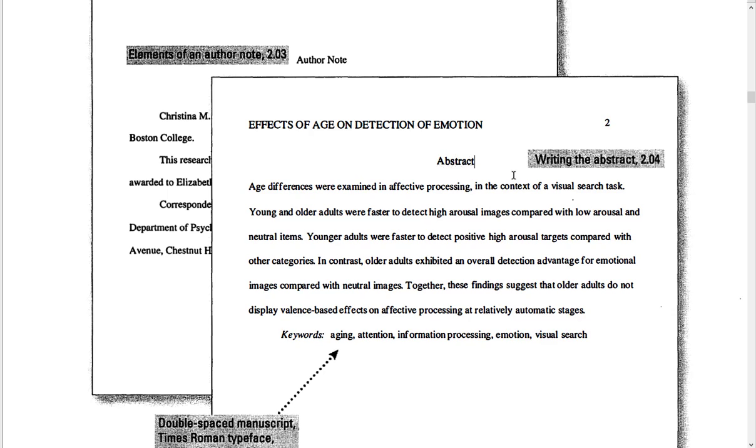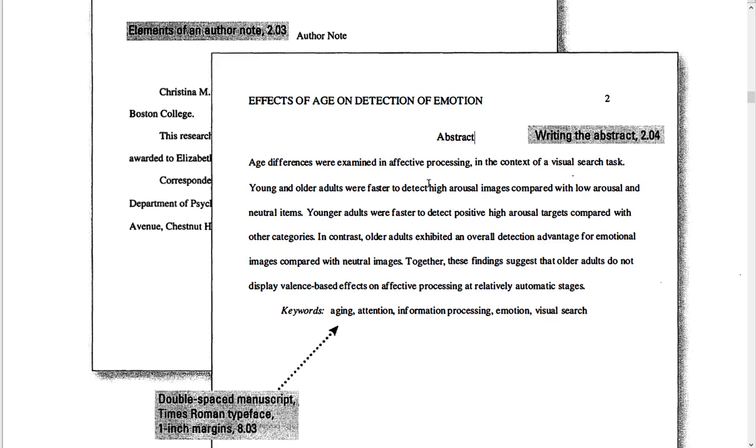Now, what I always do is I always put the abstract page in there and just leave it blank. And then once I get to that point, I can come back and write that. But you do not write an abstract until you've actually finished your study. Now, other things to notice here, to learn more about writing an abstract, again, that's section 2.04. We already looked at that.